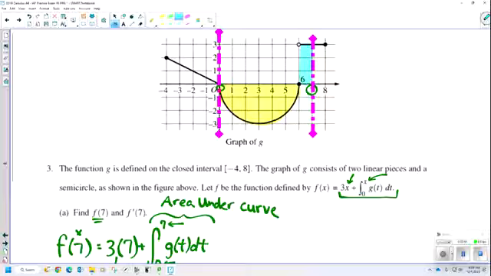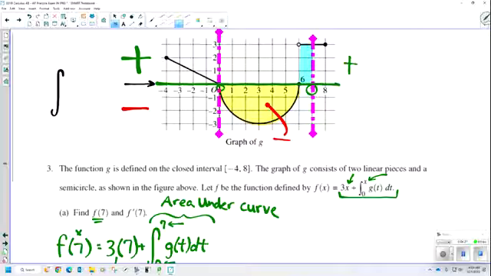But let's keep something in mind. When I integrate something, any area that is above the x-axis is going to be considered positive value, and any area underneath the x-axis is considered negative. So this right here is going to end up being a negative area. Whatever area I get, I need to make that negative. And whatever area I get here for the rectangle should be considered positive. So let's figure those out. First, let's start with the rectangle, because that's easy.